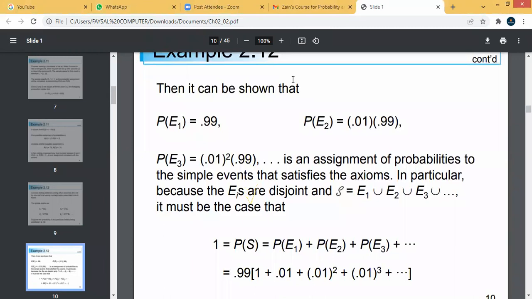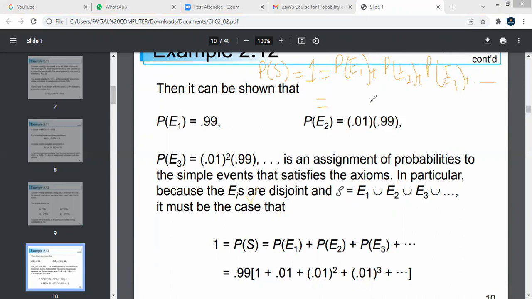I have to write here that P of S, that is the probability of the sample space, is equal to 1, which will be equal to the probability of E1 plus the probability of E2 plus the probability of E3, E4, E5, and so on.